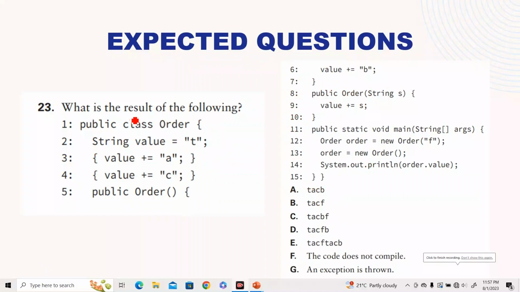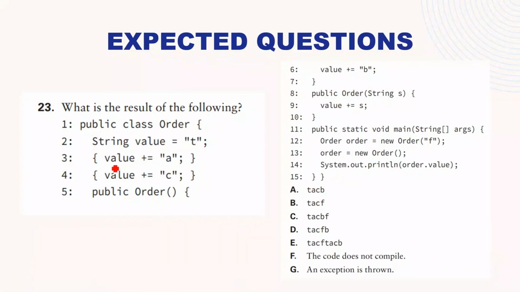So this question, what is the result of the following public class Order? Then there is this value equal to t, and then there are two instance initializer blocks which append some values to this value, and then we have this default constructor which appends b to the value, and then we have this parameterized constructor which appends s to the value. I think that's fine. Then we have this main method over here, and we are constructing two objects, actually using the same reference variable to construct a different object, but yeah, that's it. And then we just display the Order value.